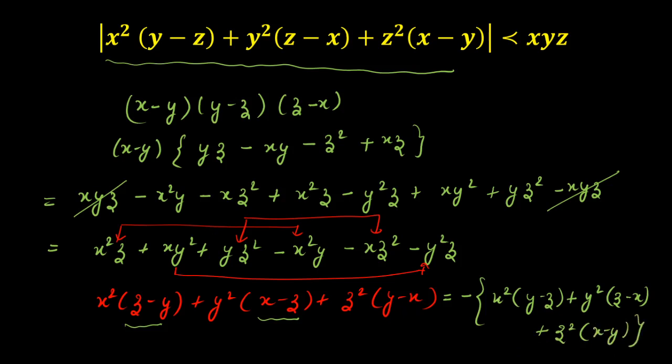So I got this. Now you can see this term is written here: x square multiplied by y minus z plus y square multiplied by z minus x plus z square into x minus y. So I can say that this is nothing but the product of three terms. Just to confuse you, this term is given. So in the next slide I'll be solving this by taking this argument as a product of three terms.